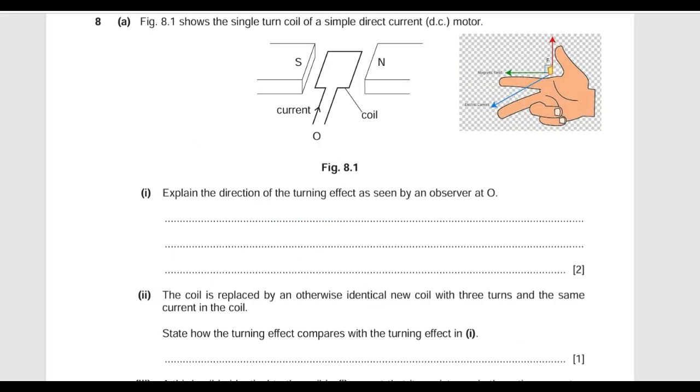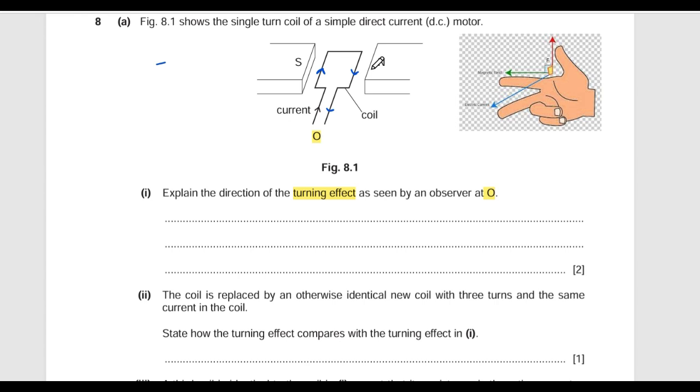Okay, next question says that figure 8.1 shows the single turn coil of a simple direct current motor. So this is a coil inside magnets, and explain the direction of turning effect as seen by an observer at point O. So what will this observer observe from this position? Let me just draw the direction of current first. This is the direction of current at this end, and at this end the direction of current is towards U.